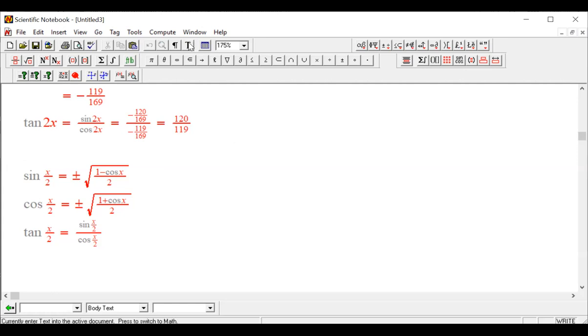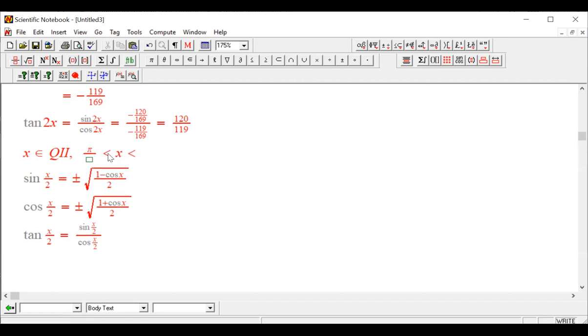okay? We have to determine the quadrant x over 2 is in, right? So now, since x is in the second quadrant, which means that x is between what? Second quadrant, between pi over 2 and pi, right? Between pi over 2 and pi.